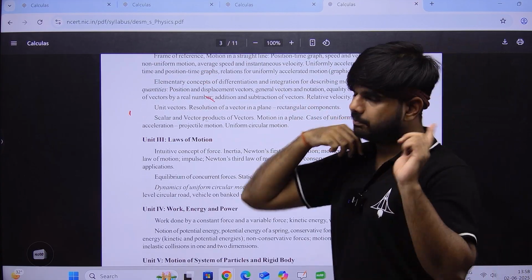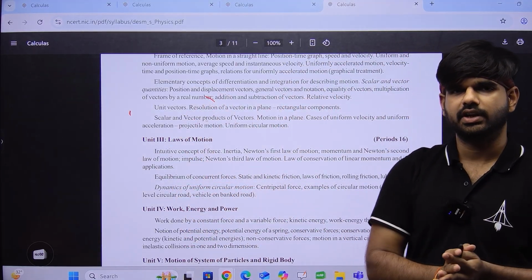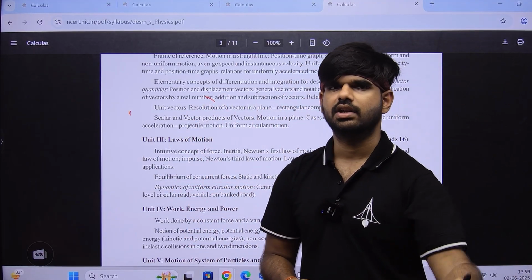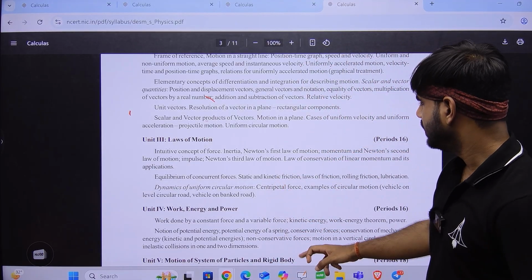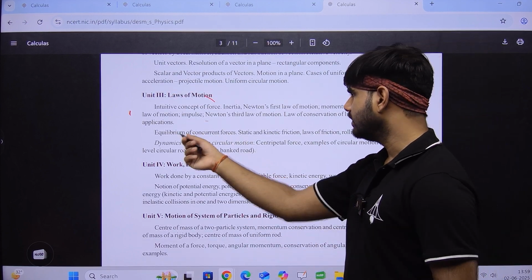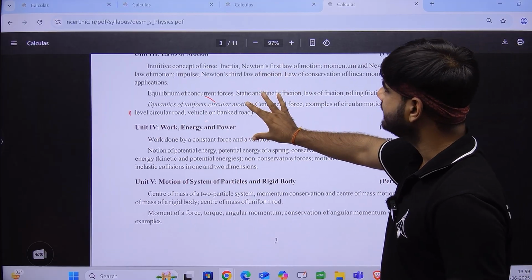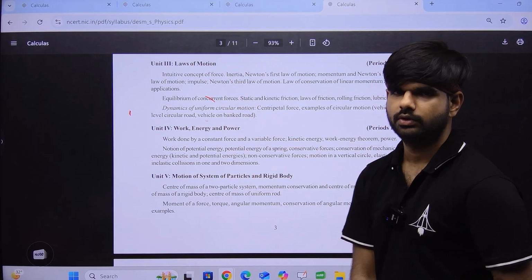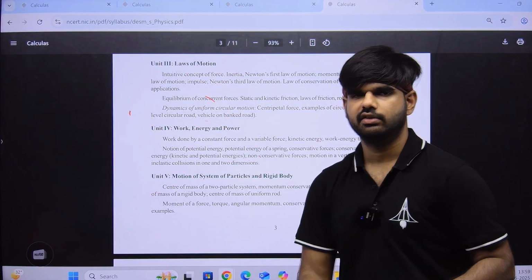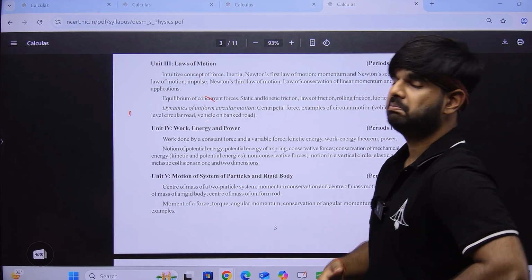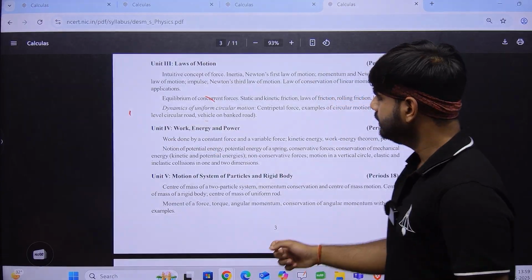Laws of motion is very important. Some blocks will be given, some friction, some system will be there, an isolated system. Okay, and you need to find something, an acceleration value, some limiting concept. Okay, but it's important as well. Equilibrium of concurrent forces, that is also used at times. Work energy power, so at least one question will be asked from either of these two. Okay, so one question will be asked from a combination of work energy power and laws of motion, these two chapters combined. It may also be possible that separate questions are asked from these two as well, so get ready for that.